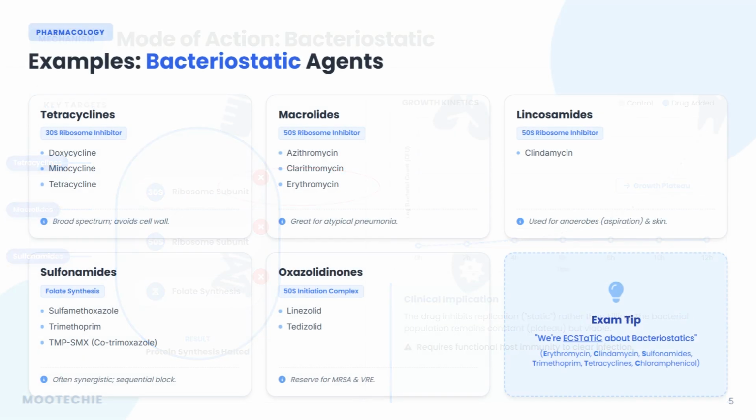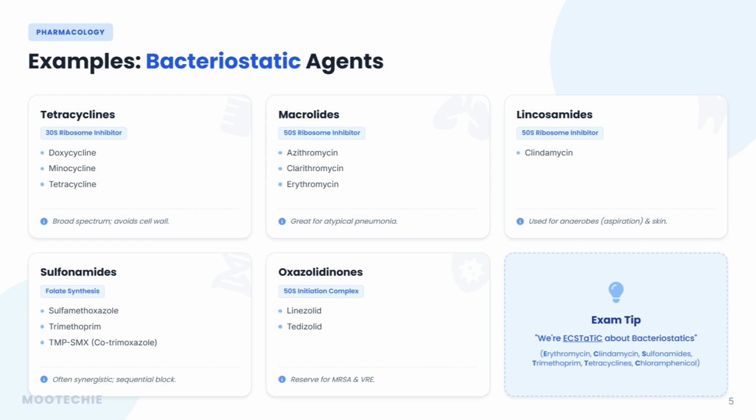Pharmacology. Examples of bacteriostatic agents. First, tetracyclines like doxycycline, minocycline, and tetracycline. They are 30S ribosome inhibitors with a broad spectrum and don't target the cell wall. Then, sulfonamides, which inhibit folate synthesis. Examples are sulfamethoxazole and trimethoprim, often combined as TMP-SMX or cotrimoxazole. This combination creates a powerful synergistic sequential block on the folate pathway.